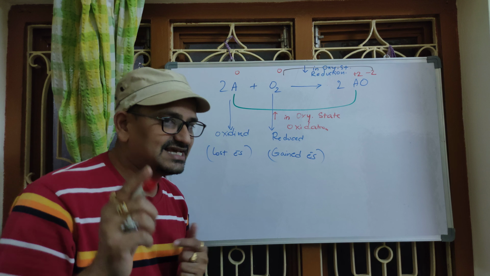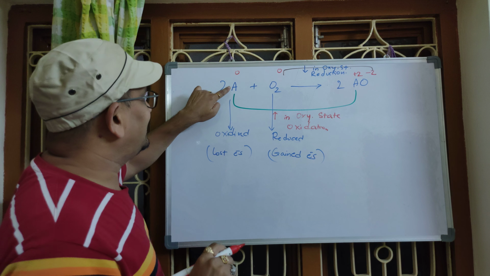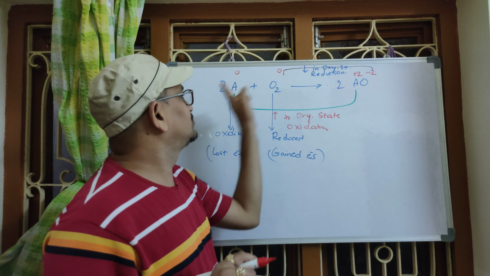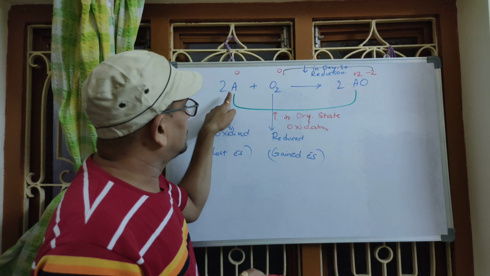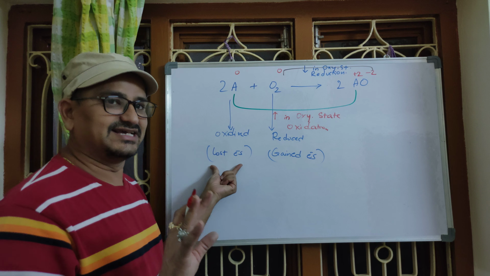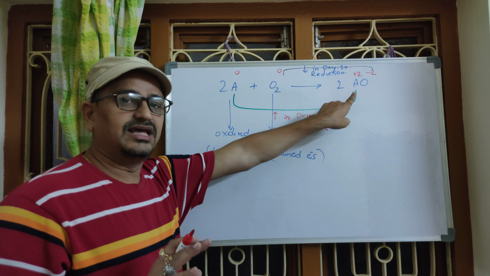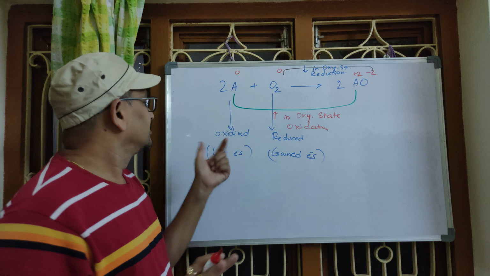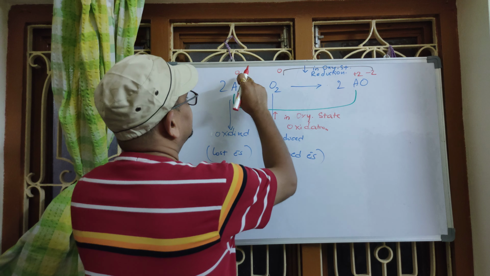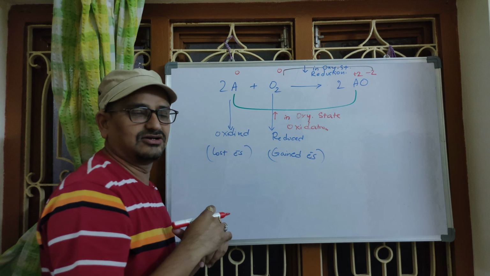You got the point? I am repeating. A is said to be oxidized. How? A had changed from 0 to +2, an increase in value. Increase in oxidation state means oxidation, which we noted as oxidized. A is oxidized to A⁺². How can you say it is oxidized? Because it has lost electrons. You see, 0 to +2, so 2 electrons it had lost.